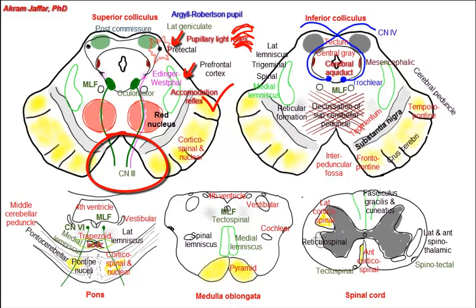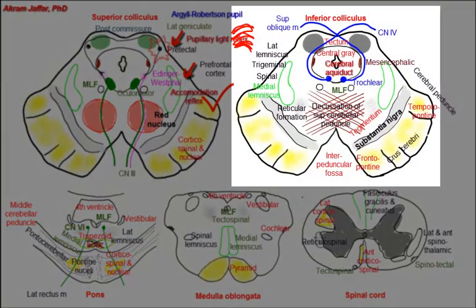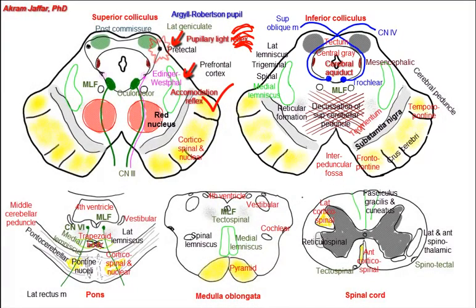This nucleus of the oculomotor nerve is responsible for the supply of all the extraocular muscles except the lateral rectus, which is supplied by the abducent nerve, and the superior oblique, which is supplied by the trochlear nerve. All the other muscles, including the levator palpebrae superioris, superior rectus, inferior rectus, medial rectus, and inferior oblique muscles, are supplied by the oculomotor nucleus.